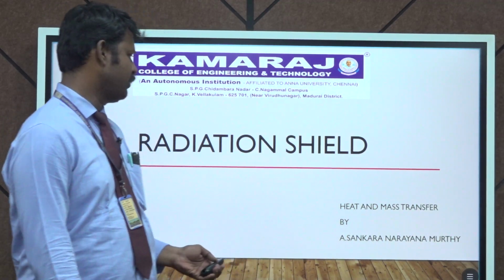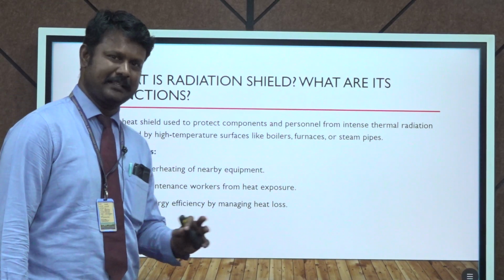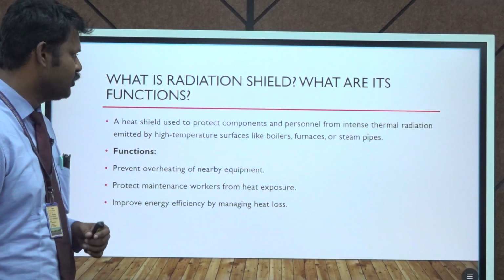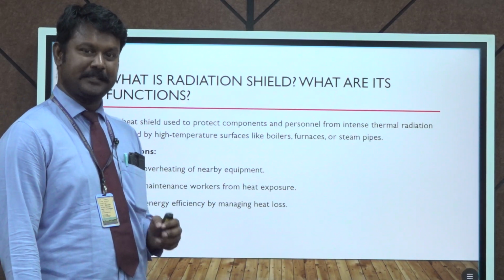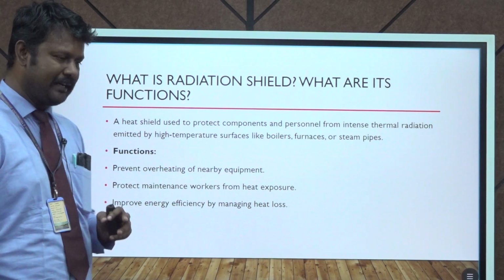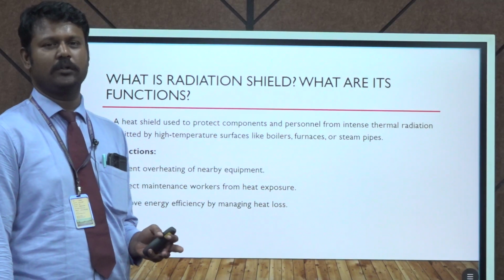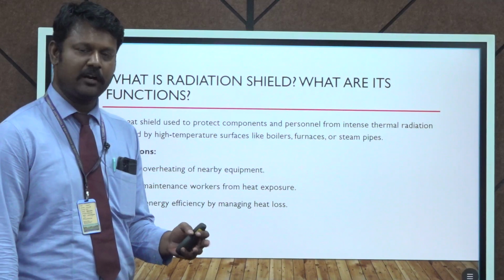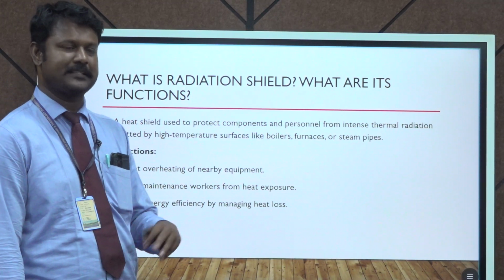First of all, we want to know what a radiation shield is. A radiation shield protects us from overheat. That is, a heat shield is used to protect the components and the personnel who are working in power plants, specifically a thermal power plant or a nuclear power plant, where the heat exhausted is very high, around 1000 to 1200 degrees Celsius. So a person cannot withstand the heat, and a radiation shield is a must in such conditions.